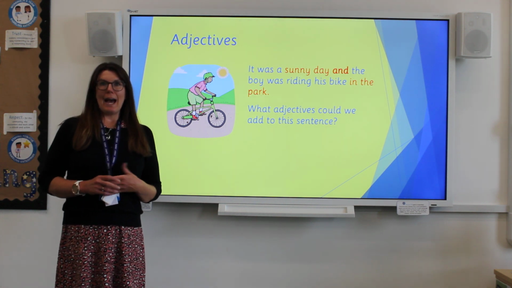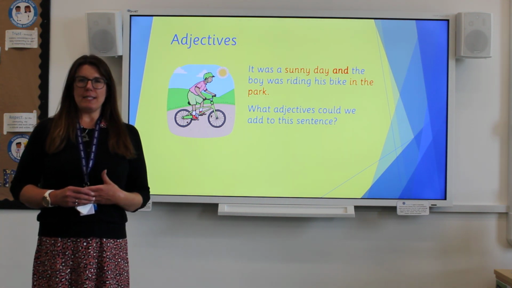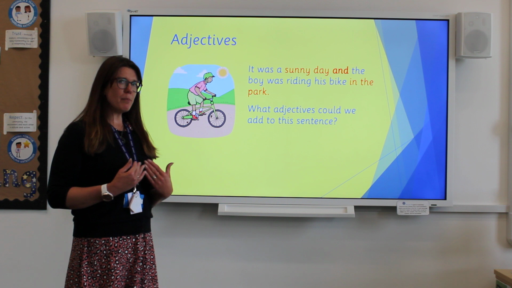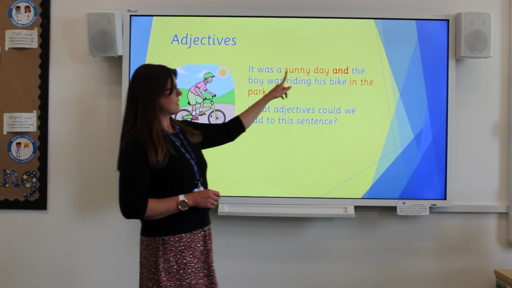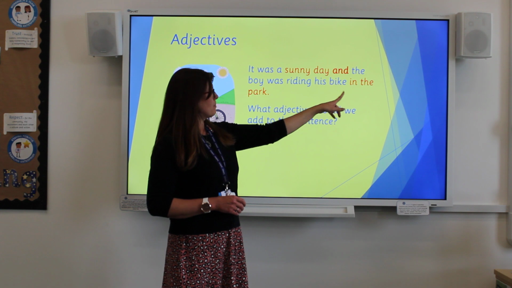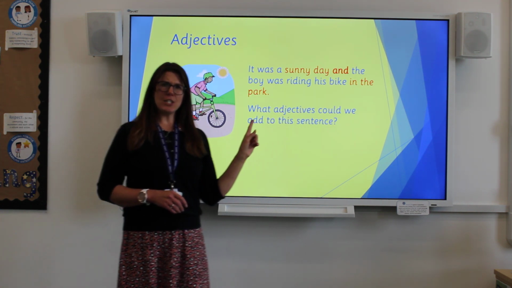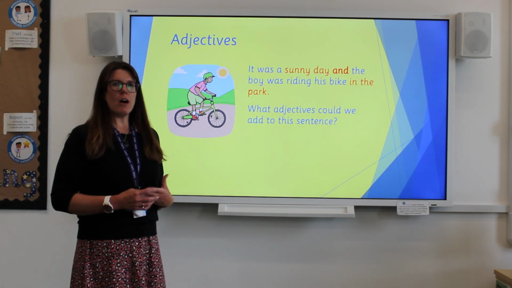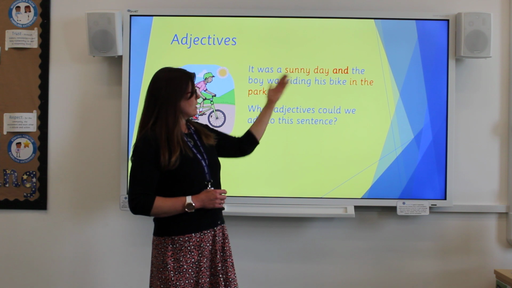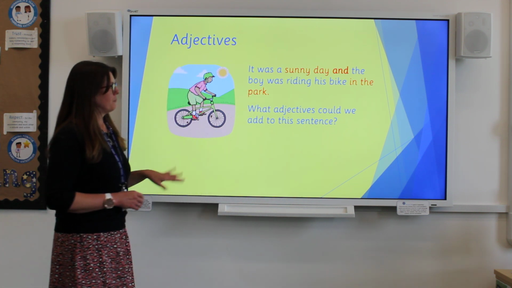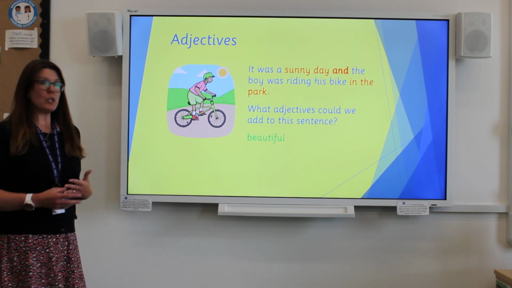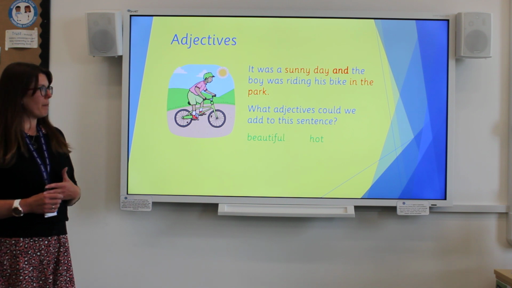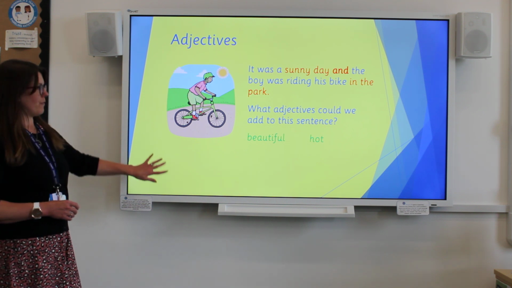We can also use adjectives to improve our sentences and give more detail to the reader. So my sentence currently says, it was a sunny day and the boy was riding his bike in the park. What adjectives could I use to include more detail to describe what it was like and where he was? I could use the word beautiful and also the word hot, which are both adjectives to improve my sentence.